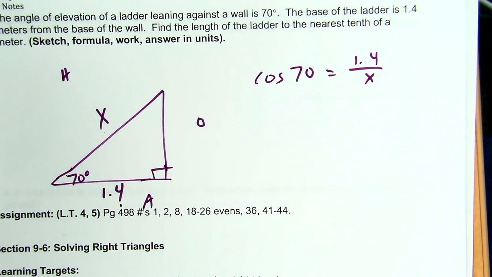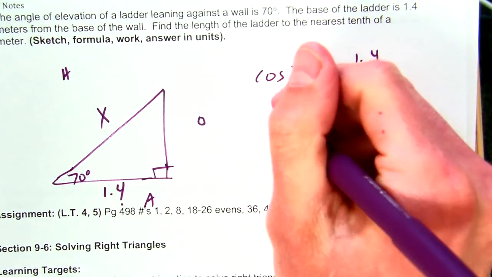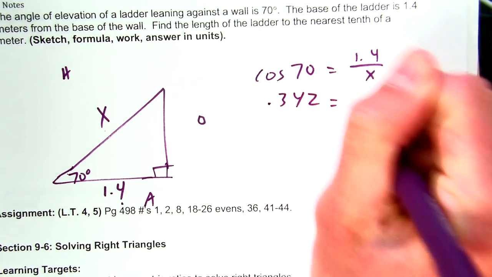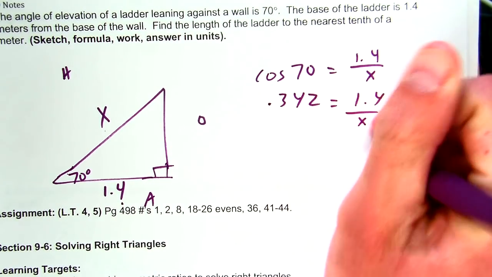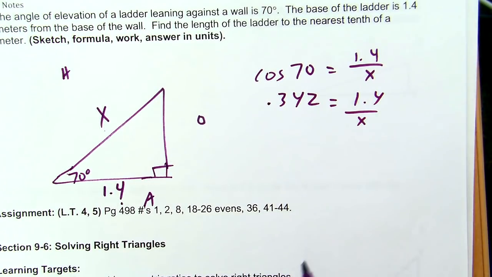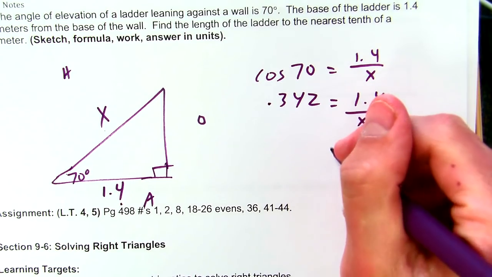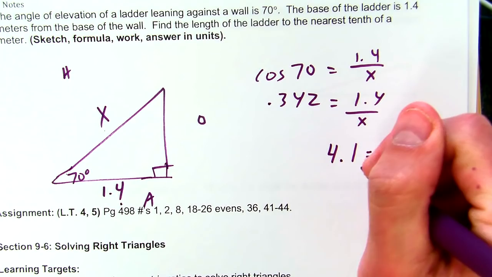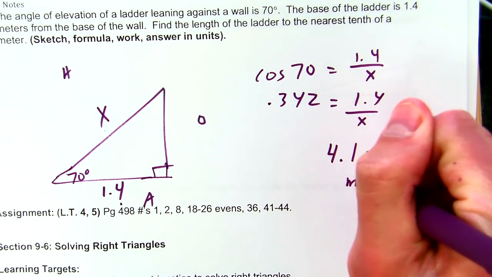You put the cosine of 70 in on your calculator and you get 0.342. These two are going to end up switching positions like I said earlier, so you're going to end up doing 1.4 divided by 0.342 and you get an answer to the nearest tenth of 4.1, and this is in meters.